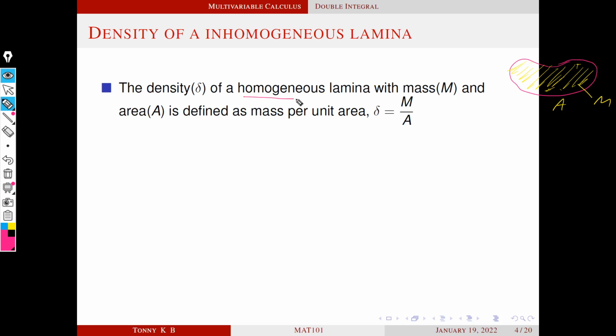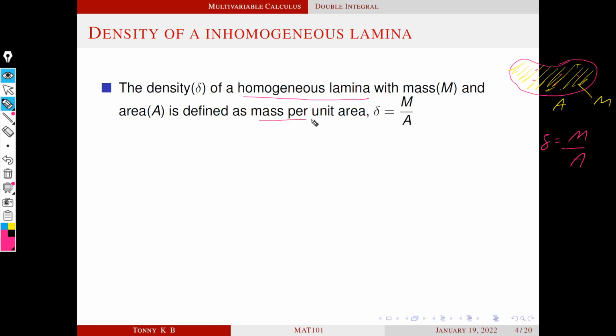For example, we consider a homogeneous lamina. That means it is made throughout of the same type of material, so it is easy to find the density, because the density is the same throughout. Here we assume that its total mass is m and the total area of this lamina is A. Then we know that density equals mass by area. In the case of a homogeneous lamina, this density is the same throughout, whatever the point.